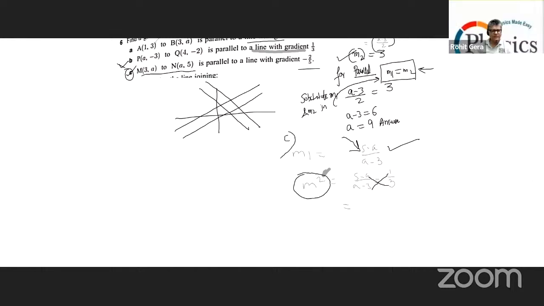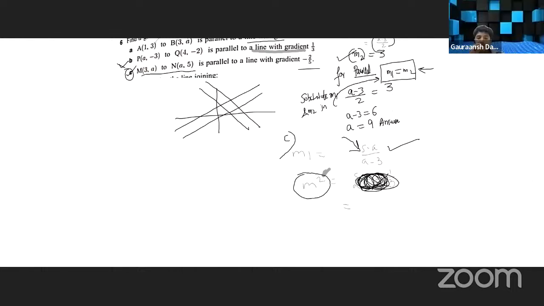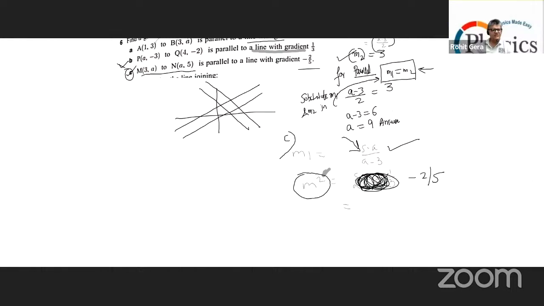So M2 is how much? Wait. M2 is -2/5. So just write it. -2/5. Do step by step. M1 separate, M2 separate. Now, right?